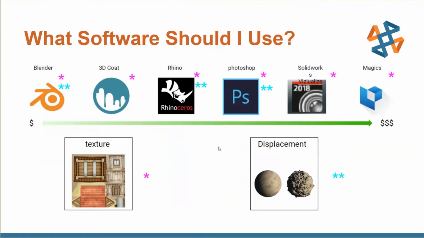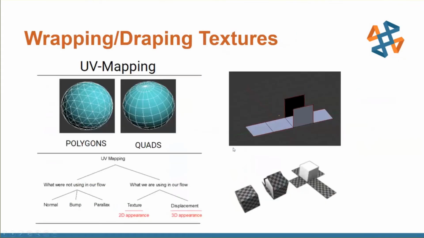I will say also that SolidWorks Visualize is really good for texture mapping, and SolidWorks natively does have some displacement mapping tools in there that came out about a year ago. So I should add a little blue star next to that. So in summary, UV mapping is really easy to do with quads, not so easy to do with polygons, but it is possible, and we're doing texture and displacement mapping.